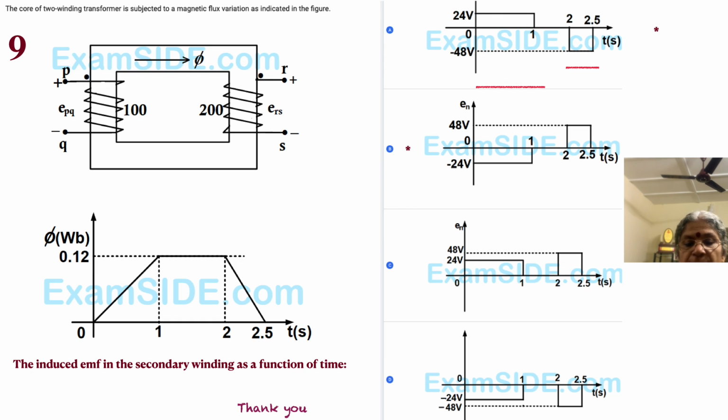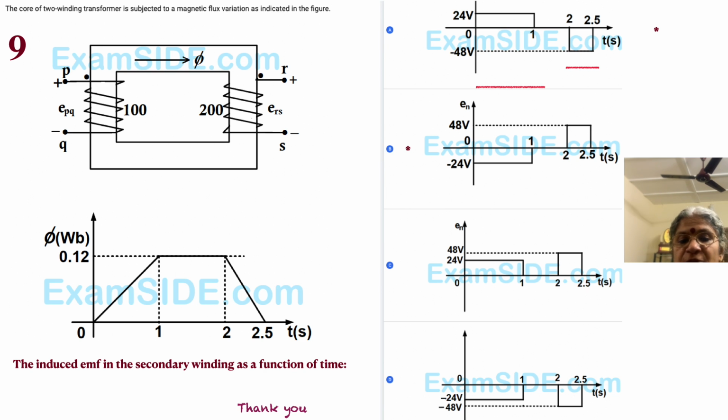The induced EMF in the secondary winding as a function of time. Again, L di by dt, which in this case is n d phi by dt. So what do we see in the earlier portion? n is there, 100. d phi by dt: there's a rise, the total rise is 0.12 divided by the time value, which is equal to 1.